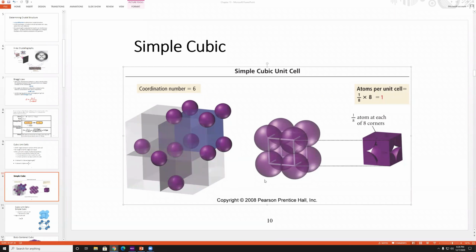Okay, I hope it does. All right, so right now, simple cubic. It's the simplest one. It has 1/8 of the atoms on each corner. Its coordination number is 6, and it has 1 atom per unit cell.